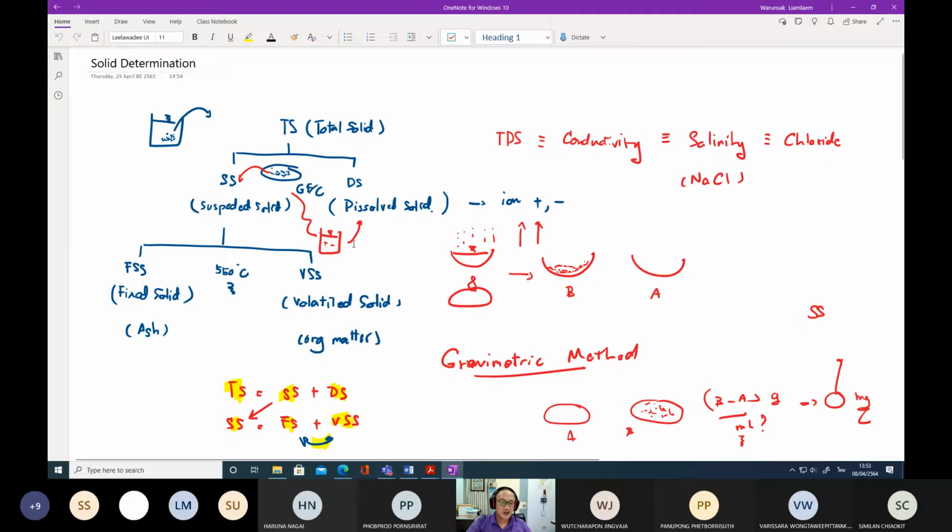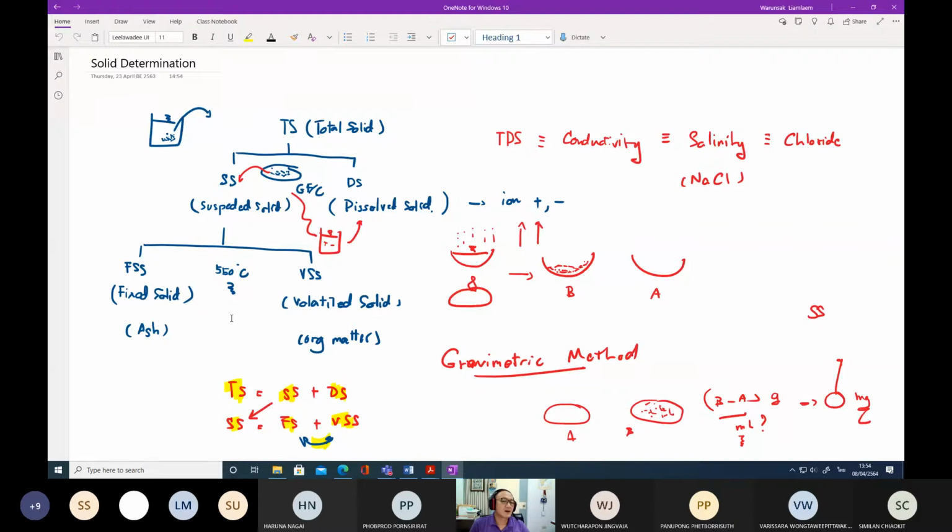For the dissolved solids, it is just salt, so they are not supposed to contain any organic matter. There might be, but a very little amount. But the suspended solids we can separate again into the volatile solids and the fixed solids. Sometimes we call them volatile suspended solids, that's why we put VSS here. The fixed solids are actually part of the suspended solids too, sometimes written as FSS. The volatile solids represent the amount of organic matter in the water sample, but the fixed solids is just the inorganic ash after burning at a temperature of 550 degrees Celsius.